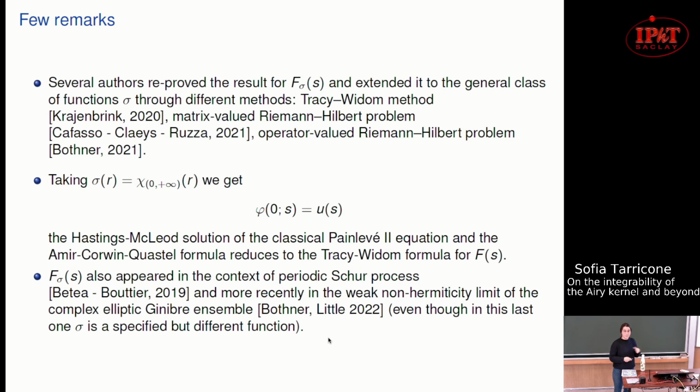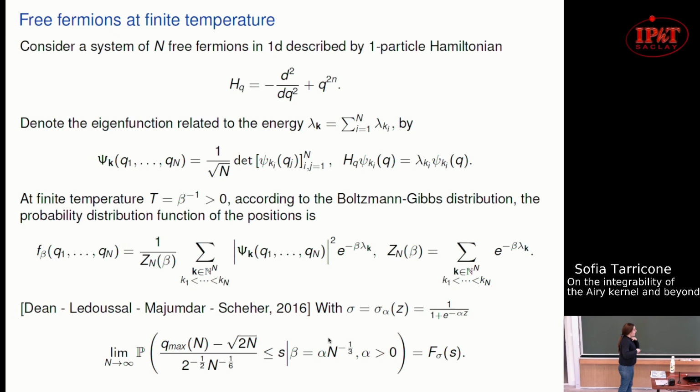Okay, so now another model where this finite temperature kernel arises is when you consider a free fermionic system, trapped with a certain potential, but at finite temperature. So this is the reason why it is called finite temperature, actually.